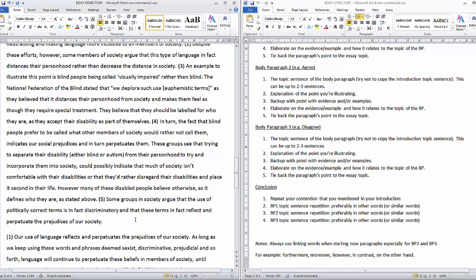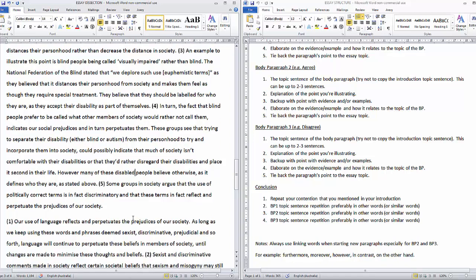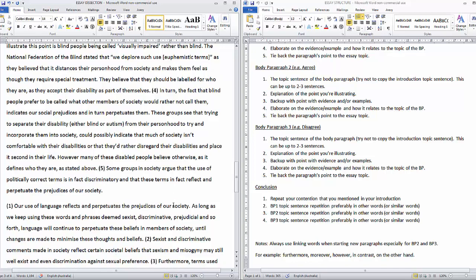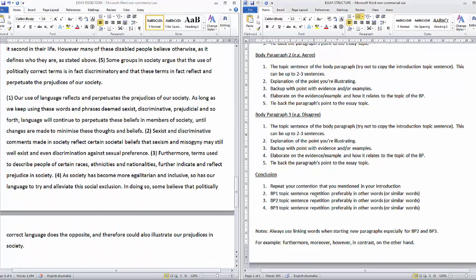Now the last sentence is tying back the paragraph's point to the essay topic. So some groups in society argue that the use of politically correct terms is in fact discriminatory, and that these terms in fact reflect and perpetuate the prejudices of our society. Now we're going to move on to the conclusion.